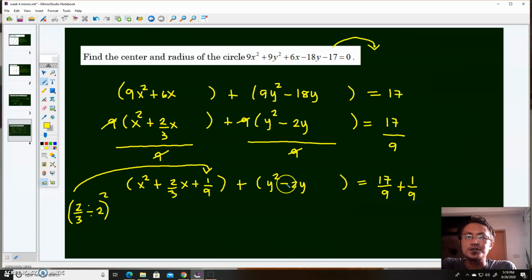Now, this is an easy one, it's not a fraction. So negative 2 divided by 2 is negative 1. When we square, it's a plus 1. So we should also add 1 here. This is now a perfect square.